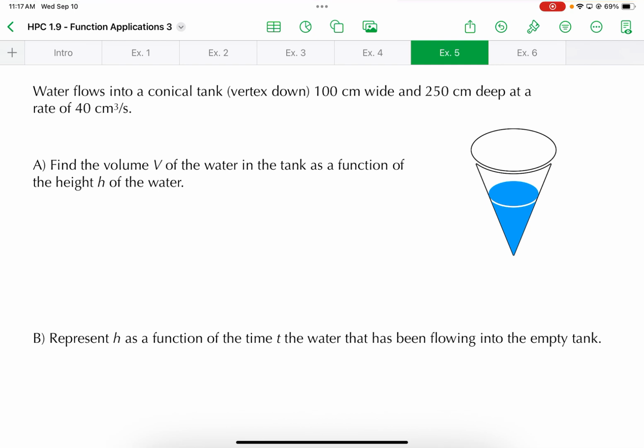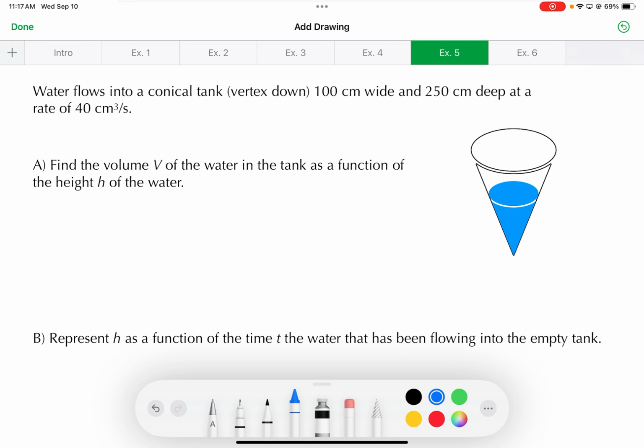All right, so let's do some labeling on our picture here. We were told that the cone itself is 100 centimeters wide, and from top to bottom, 250 centimeters deep. Okay, does anybody recall the formula for volume of a cone? Volume of a cone?